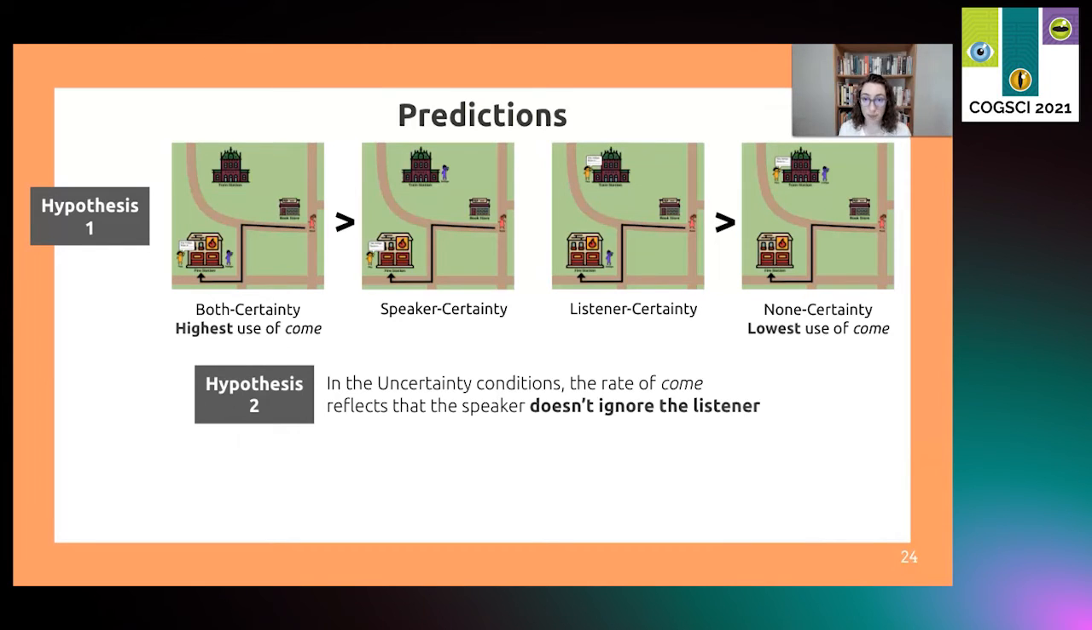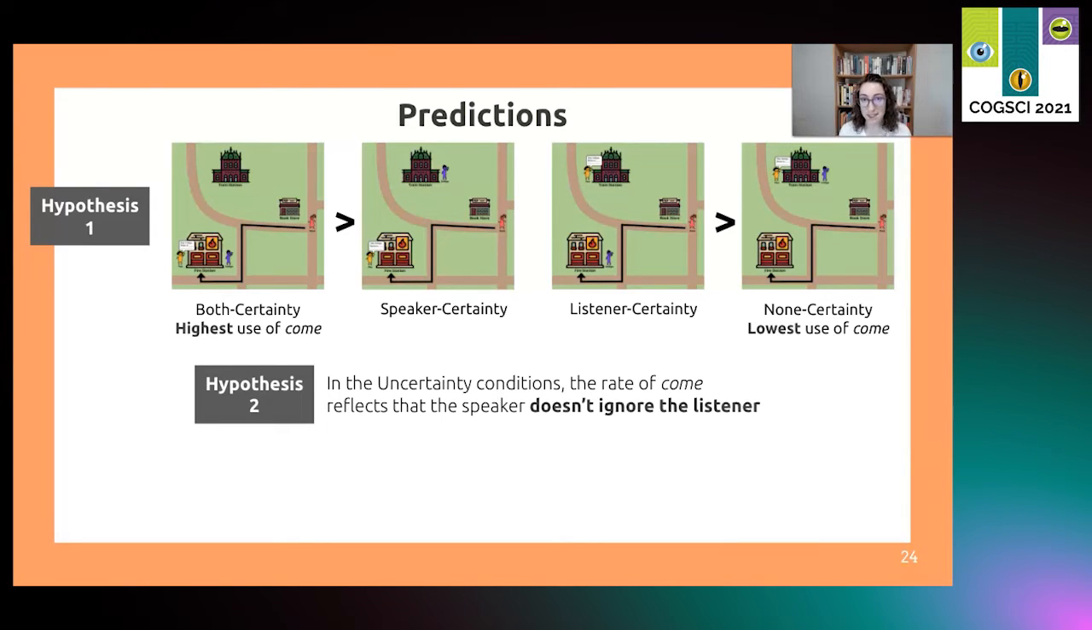Relating to the second hypothesis, we predict that in the uncertainty conditions, the speaker's use of the verb come will show that the speaker is not ignoring the listener, even though they're uncertain of the listener's perspective. And I expand on this more in the modeling section, where we use computational modeling to test different hypotheses about how the speaker takes the listener's perspective into account.